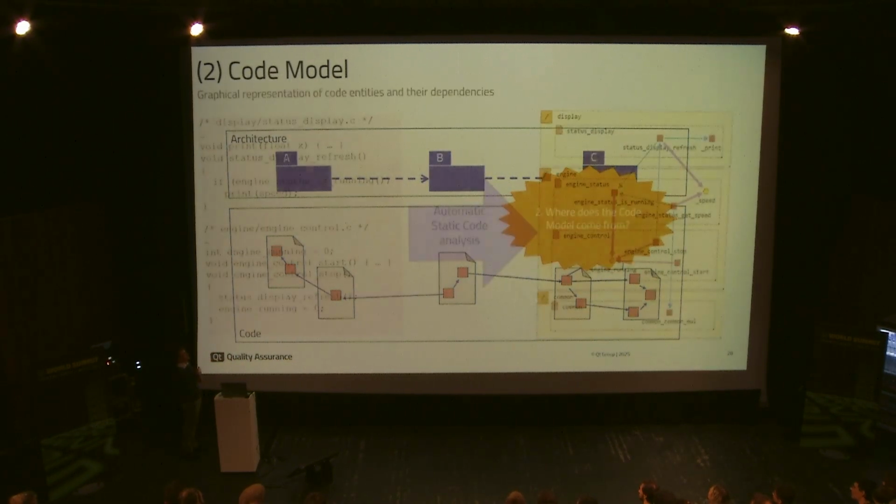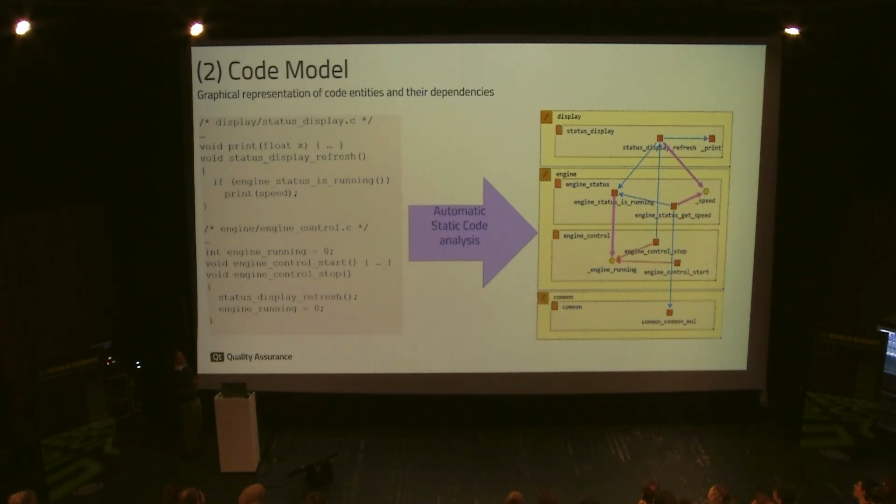Where does this code model come from? I already mentioned it. This is what static analysis does. And it's not only actual calls. What you can see here, for example, is that we have a function print and a function status display, and this function status display actually prints speed. On the right side is the actual result of a static analysis tool, a screenshot from one of our tools. You see status display refresh is this function, this red rectangle, and there's a blue line to the print function. But you also have a line to the speed.